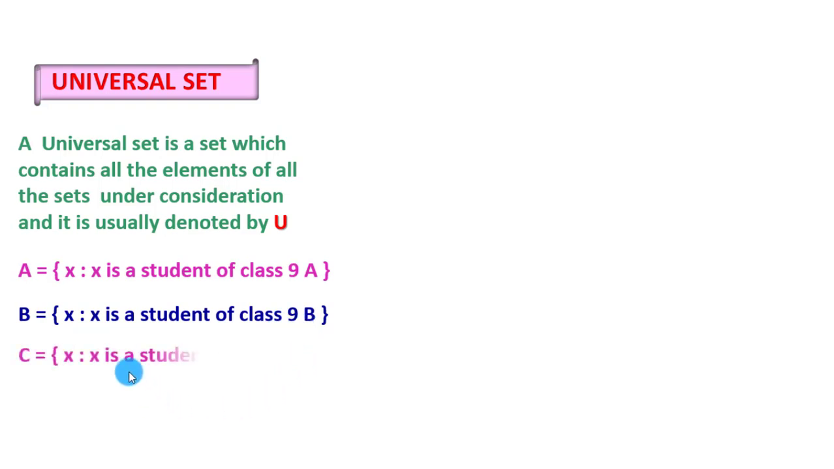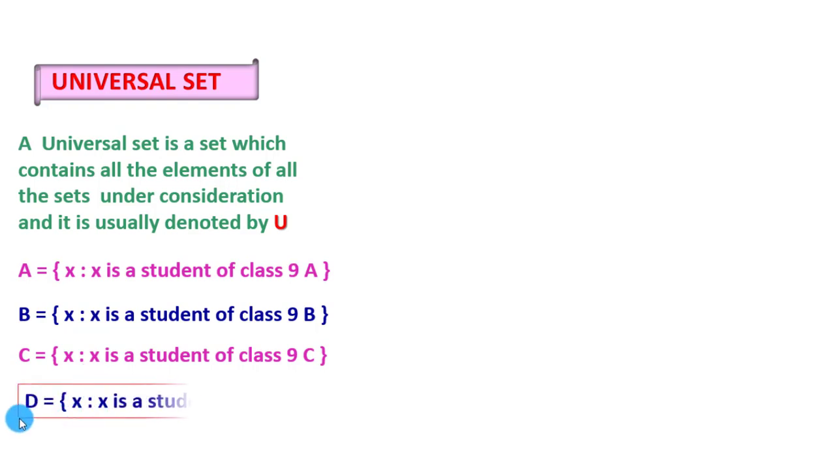Let us describe the set A as the set containing x elements such that x is a student of class 9A. Let B be a set containing x elements such that x is a student of class 9B. Let C be a set containing x elements such that x is a student of class 9C. Now let us describe the universal set. The union of the three sets is called the universal set.